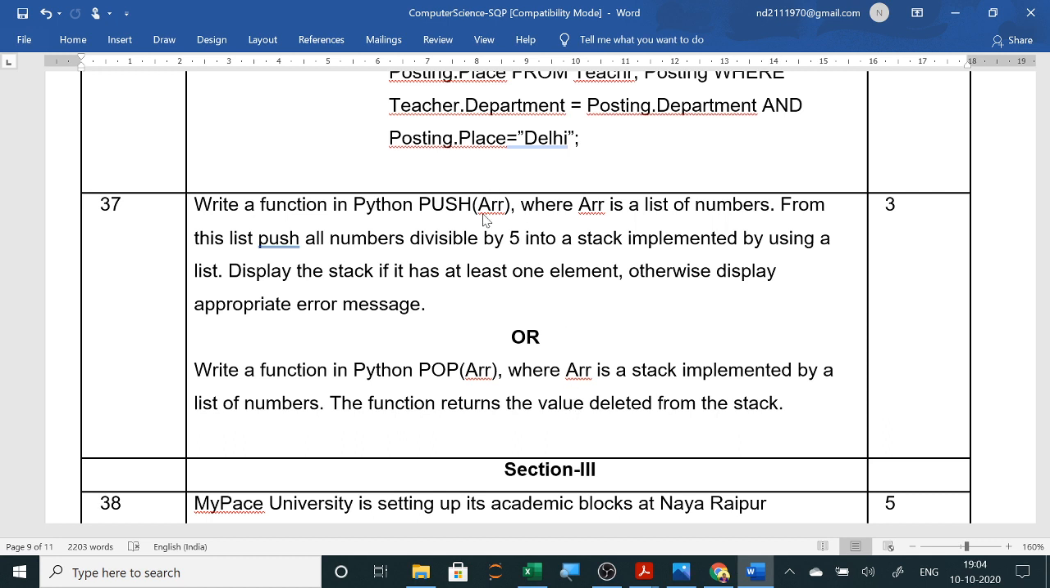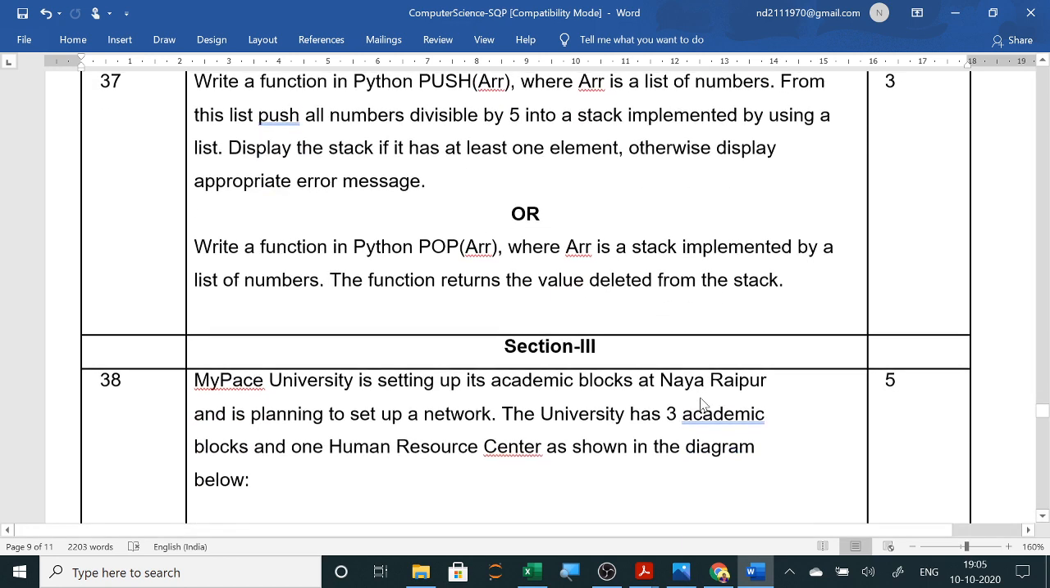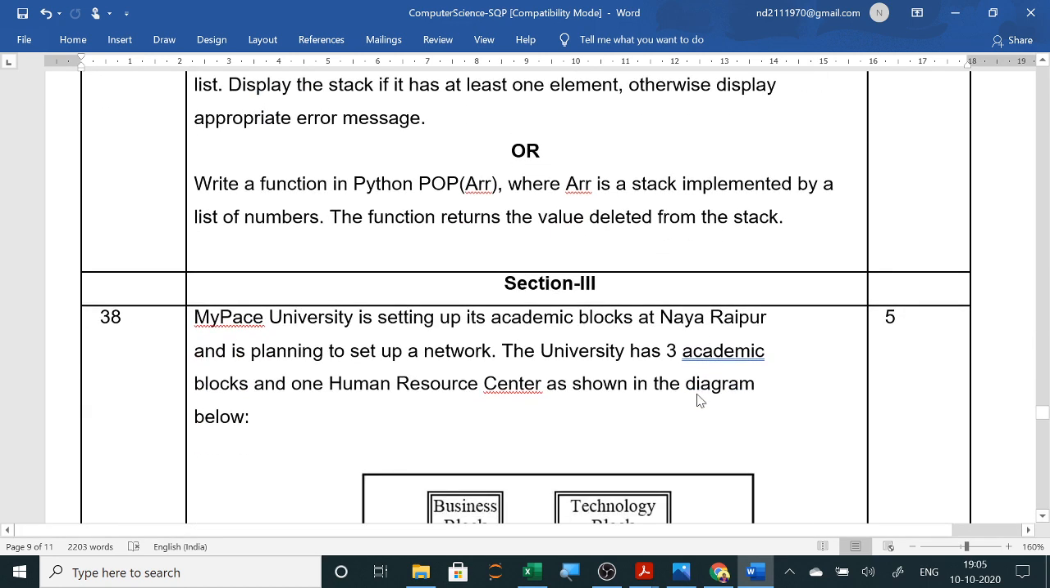So push, and insert and delete we have in queue. Insertion in queue we have already done using the append function, so the answer remains the same, dot append. And here for pop we can use the dot pop method, and we can solve it. So we will solve each one nicely. These are of 3 marks.